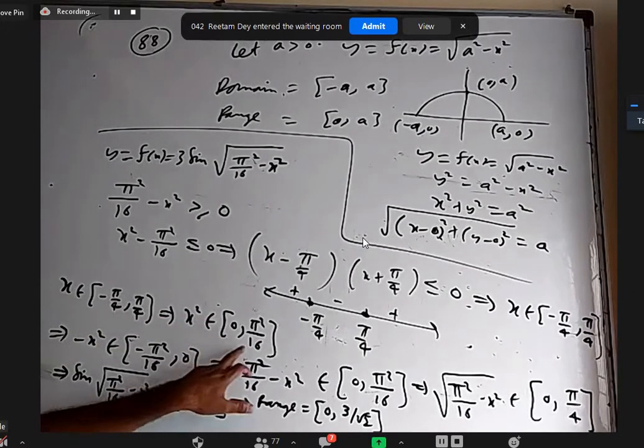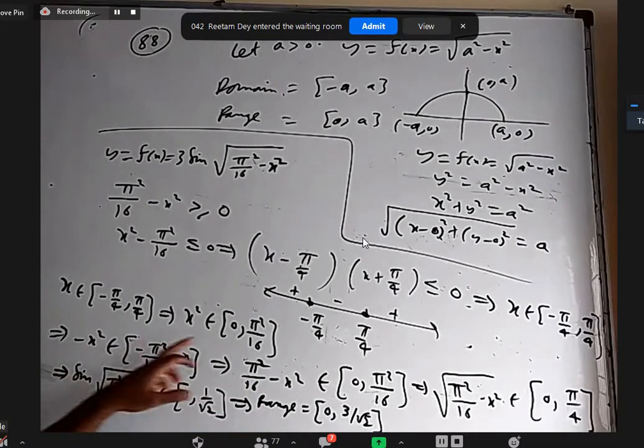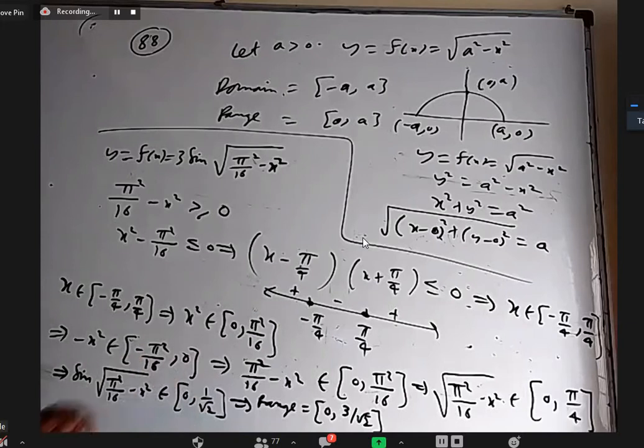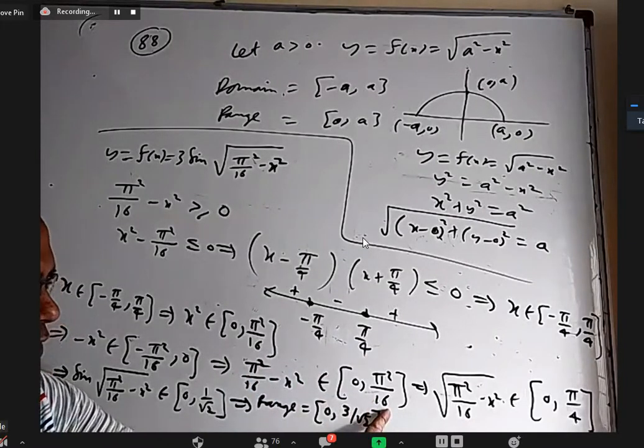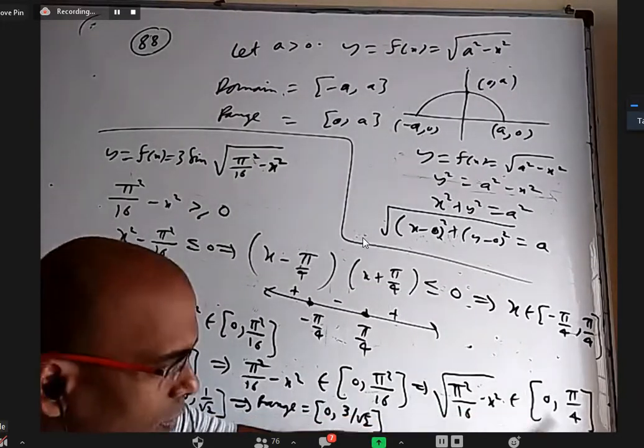If this is between 0 to pi square by 16, the negative of that will be between negative of this to negative of this. And from here to here, what I have done? I added pi square by 16 everywhere. I added pi square by 16 here, here, here. If this is between 0 to pi square by 16, the root of that is between what to what? 0 to pi by 4.